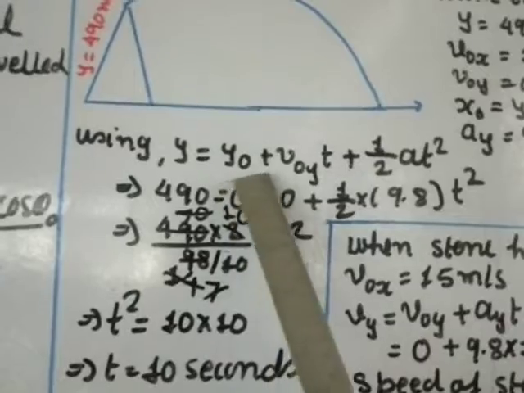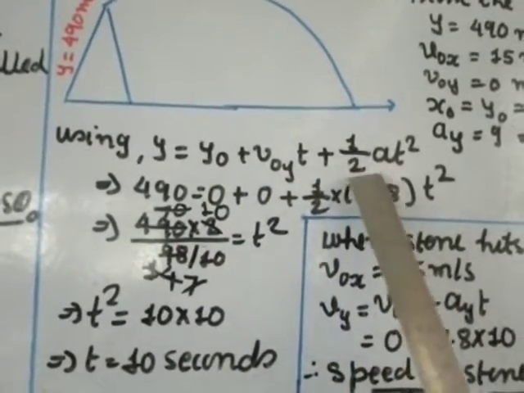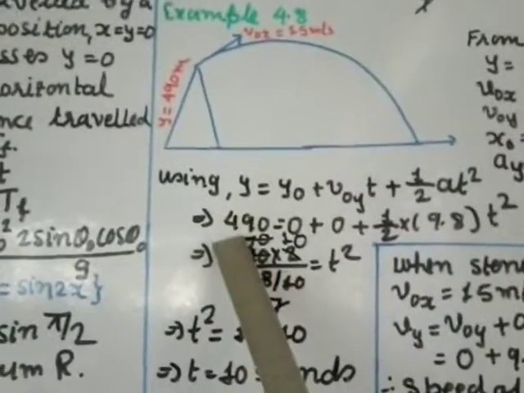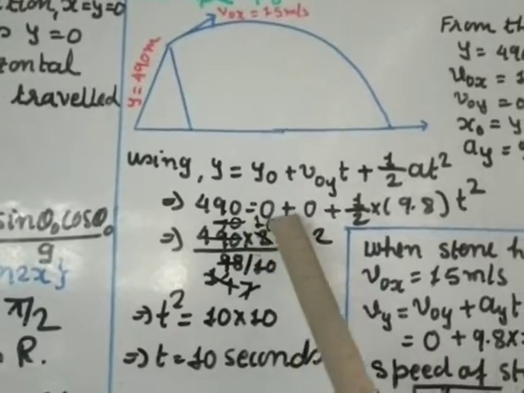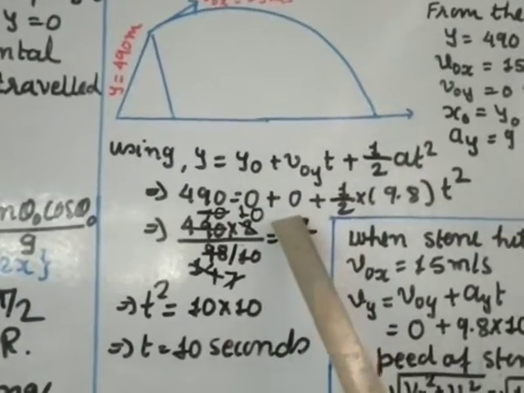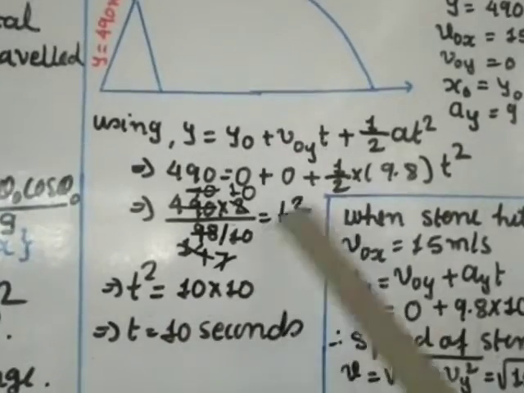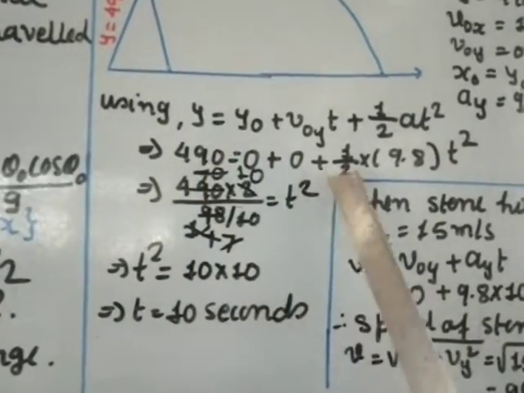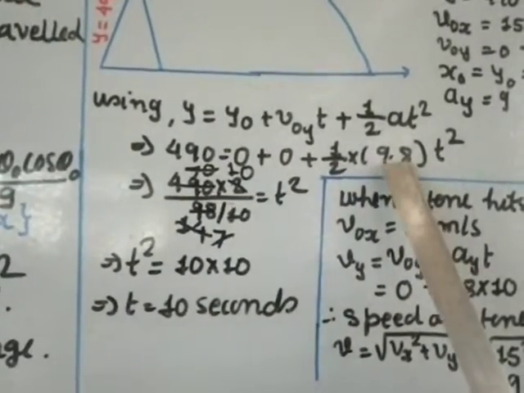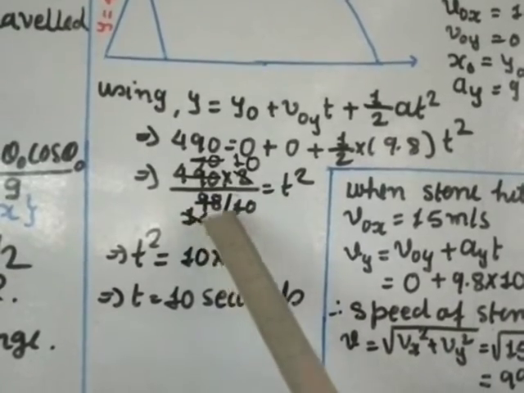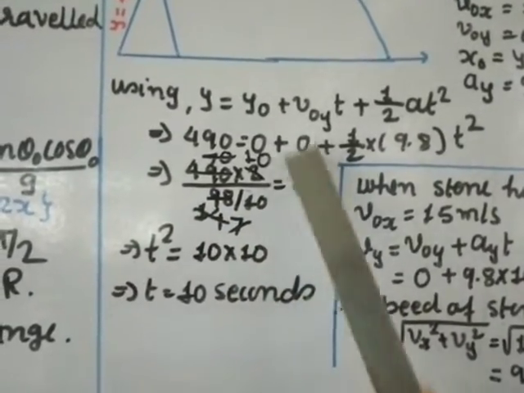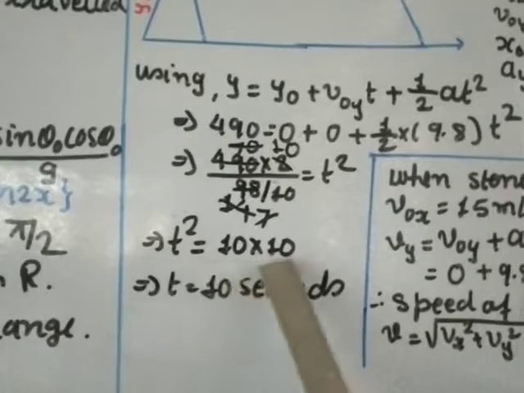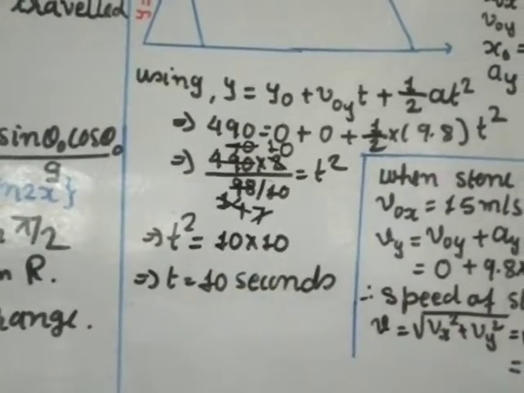Now using y is equal to y naught plus v naught y t plus 1 by 2 a t square. Put the values. y is given to us, 490 meter. So I put here 490 equal to y naught, which we are taking as 0, plus v naught y, the initial velocity, also 0 in the y component, plus 1 by 2 a, which is 9.8, and t square that we have to find. So we get 490. These two if you transfer here will go in the numerator, and 9.8 if you transfer will go in the denominator. I am writing 98 by 10 and this remains t square. When you cut it you get t square is equal to 10 into 10. Then take the square root, so t equals 10 seconds. So it will take 10 seconds to reach down.